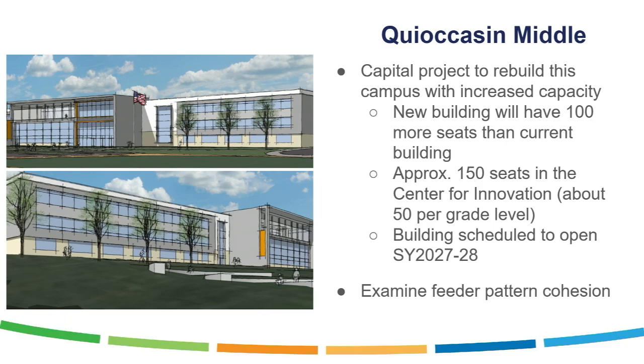In this scenario, staff looked at elementary to middle school feeder patterns and prepared a scenario to reduce the number of feeder elementaries into Quioccasin, as well as reduce the number of high schools that QMS feeds.